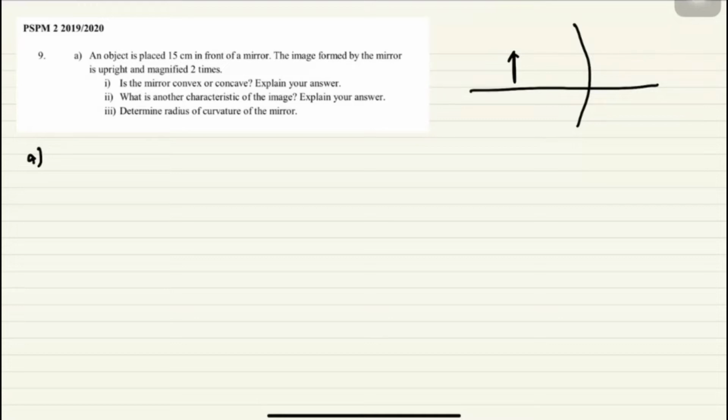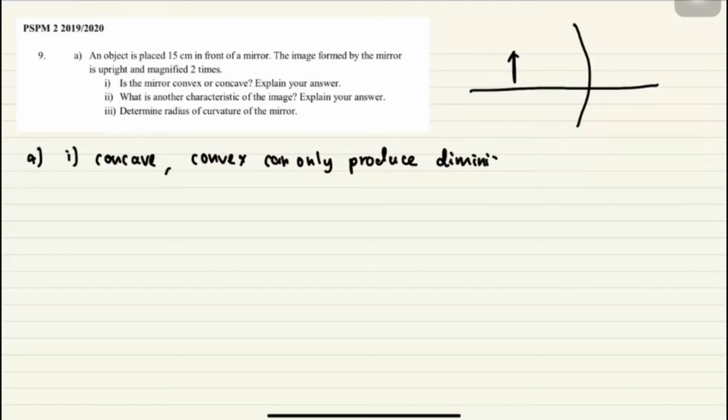Anyway, kita fokus one thing dulu. Okay, yang question number 1 dia kata is the mirror concave or convex? The answer will be concave. Okay, sebab convex can only produce diminished image. Okay, so kalau untuk convex yang kan cermin cembung tu, dia memang hanya boleh membentuk apa tu? Image yang lagi kecil.